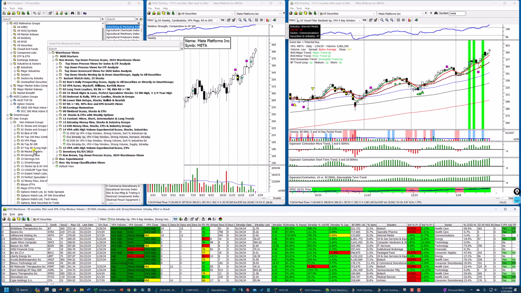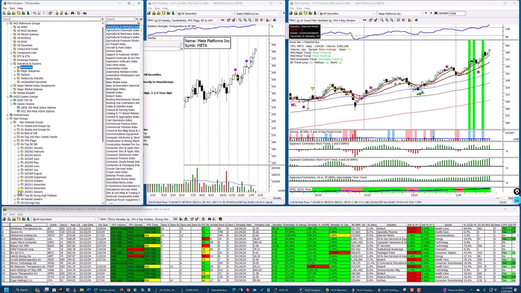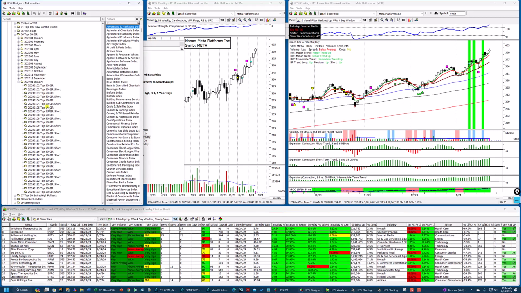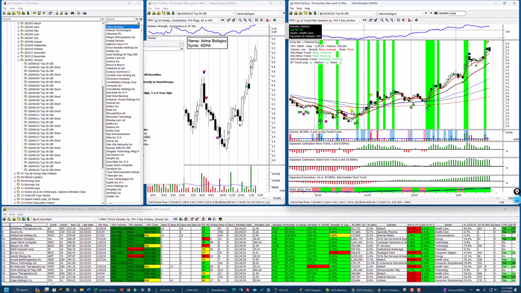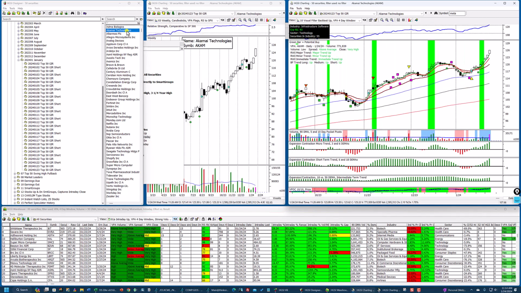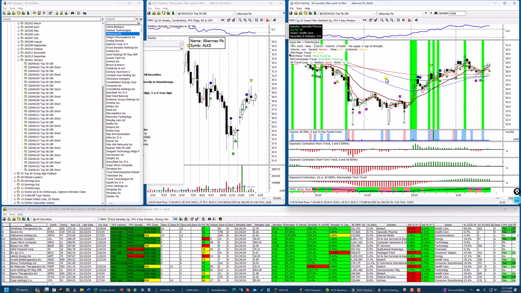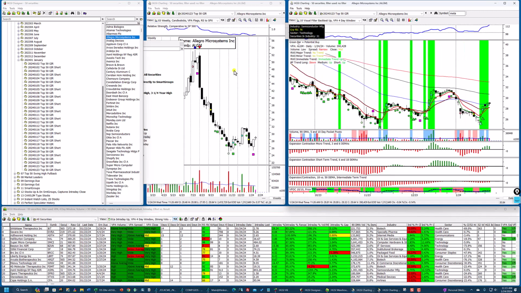Okay, let's see. Let's go into the top 50 group inclusion report for today. Let's just look at a few of these and see when they signaled. Look at all the signals on here on the top 50. That's an inexpensive stock here. Here's Akamai. You can see a lot of good signals here. Lots of signals here.